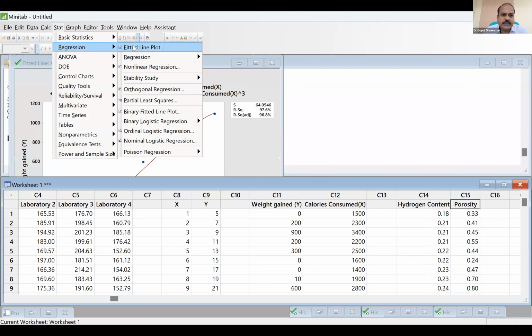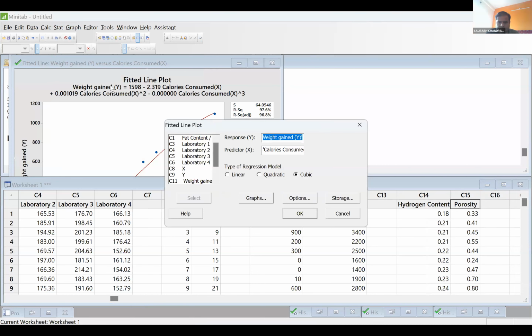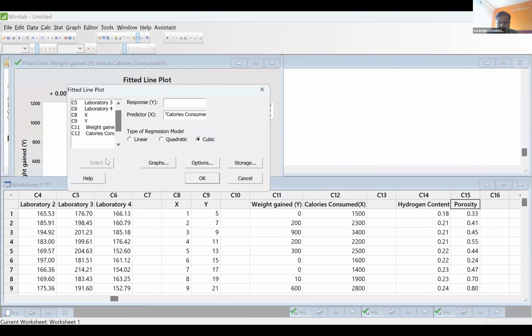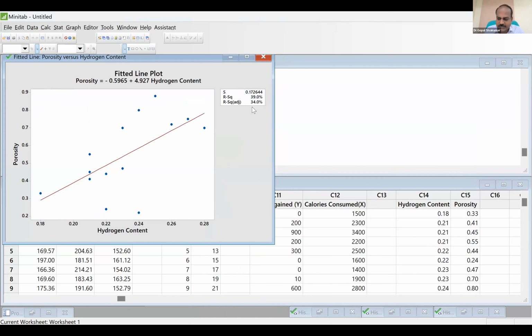Stat, regression, fitted line plot. Now, what is my y variable? Porosity. My x variable is hydrogen content. With this assumption only, please note, because we have not studied scatter and other things, I am assuming linear here. I am giving OK. And now the model is developed. Now look at the model, look at the R square, and please comment on it. All of you, what R square are you seeing?